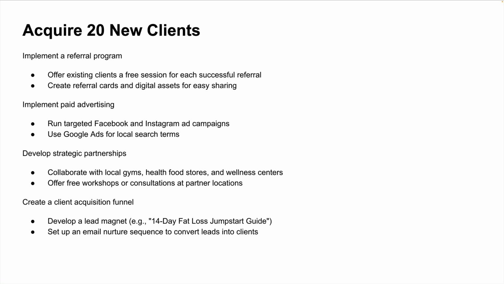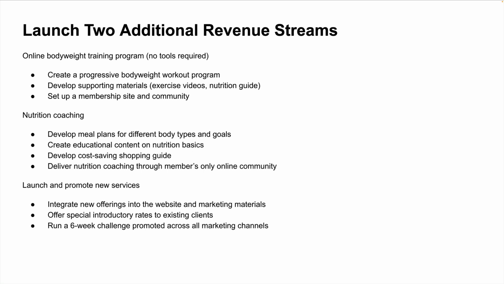So this is a little bit different from the email marketing we talked about in the first one. This is actually an email opt-in for something like a 14-day fat loss jumpstart guide. And then I'm going to follow up with everybody that downloads that guide, maybe 1 email per day over the next 14 days to nurture that sequence, to say, hey, why don't you come on in? Why don't you at least call for a consultation? Something like that.